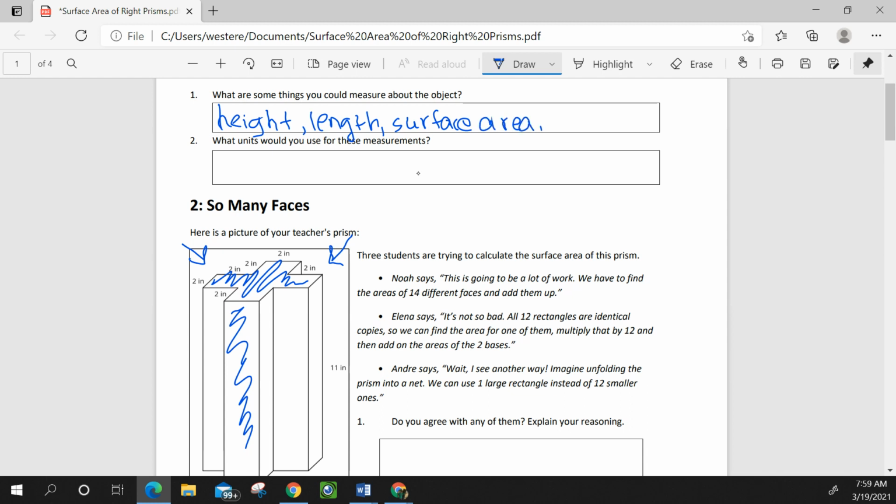And then we can also do the volume. Volume. Okay. And what kind of units would we use?